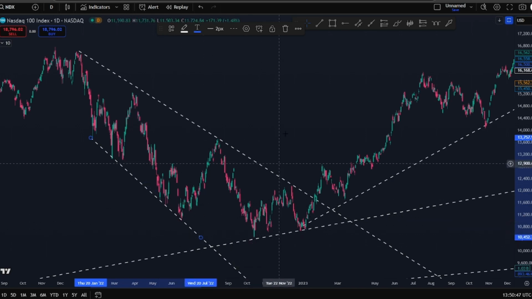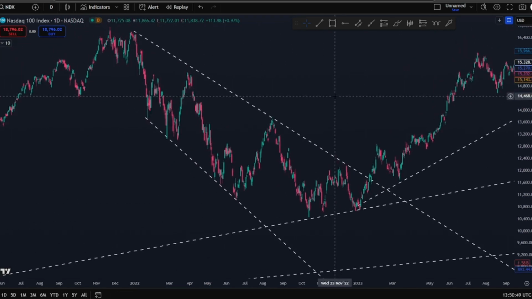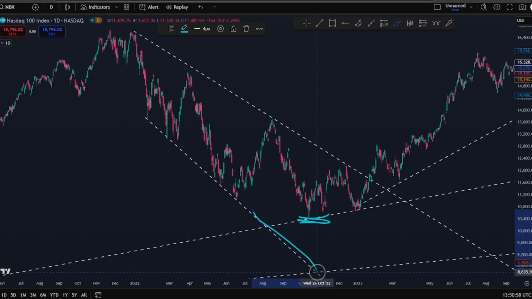So here's another little trick on here. The first time this low doesn't touch this puking trend line, the one where it's getting wider and wider and wider to the downside, the first time it doesn't do that, that's probably the turnaround.